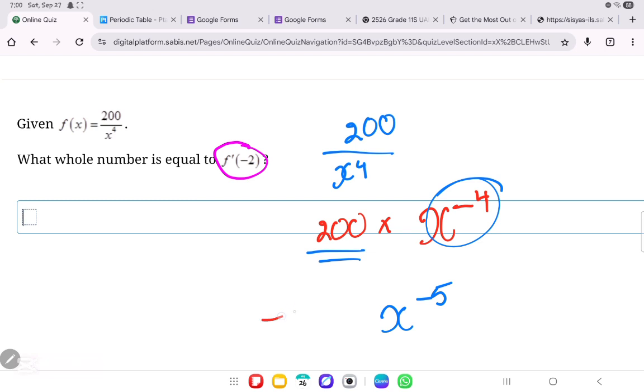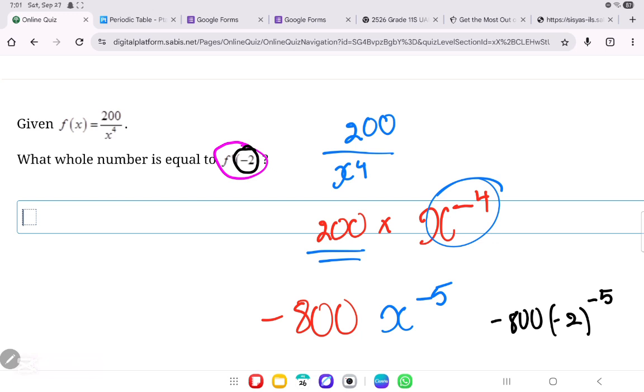It's not a necessity to simplify, but it's going to be nicer to look at if you simplify it. So minus 800x to the power of minus 5. Do I need to simplify more after this? It's not a necessity. Why? Because they don't want us to put it in the final expanded or simplified form. They want us to only substitute minus 2 instead of x. So it's going to be minus 800 times minus 2 to the power of minus 5.